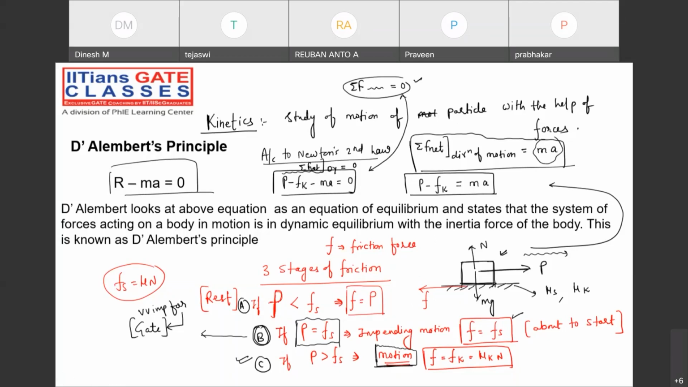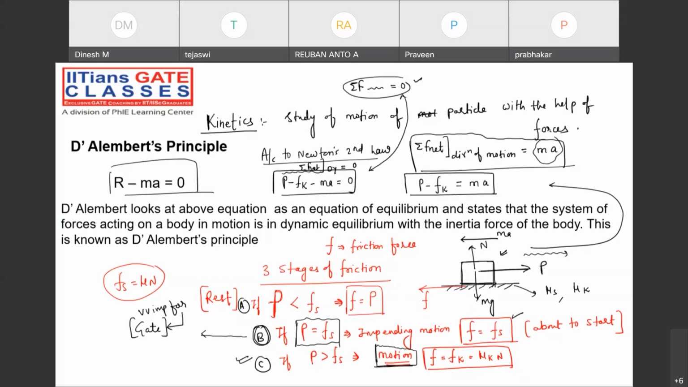I should not call this a pseudo force because there is nothing called pseudo force. We talk about pseudo force when we talk about the non-inertial frame. I'm not going to talk in detail about those things because that will be covered in detail in the GATE course. Right now, just remember that for maintaining the body under dynamic equilibrium conditions, we need to apply one more force, ma, in the opposite direction, like this. P minus ma minus F will be equal to 0. Understanding?